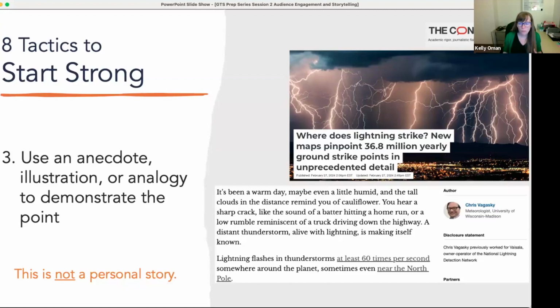And this opening paragraph evokes a lot of different images, not only the image of a rainstorm and lightning, but also these comparisons to other things. So we have kind of analogies within a story that grab us in different ways and help us visualize this in different ways. So the sound of a batter hitting a home run, the truck driving down the highway, all of these are things that we can connect to and that we know about.